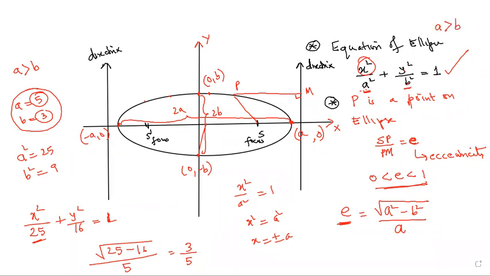Followed? So let me again recap the points that you learned. First thing, how does the equation of the ellipse look? What is the format of a standard equation of an ellipse? x square upon a square plus y square upon b square is equal to 1. So once I give you the equation of the ellipse, you can calculate a and b.